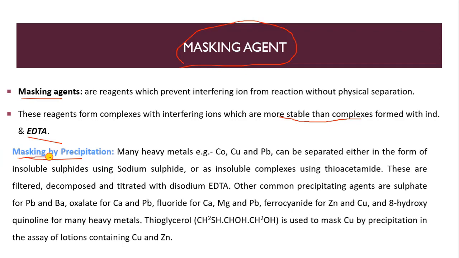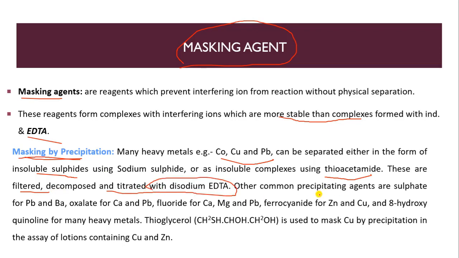First of all, we will see masking by precipitation. For example, heavy metals like cobalt, copper, lead can be separated either in the form of insoluble sulfides using sodium sulfide, or as insoluble complexes using thioacetamide. First we have to precipitate it out using sulfides. After that we have to filter it, decompose it and titrate with disodium EDTA.